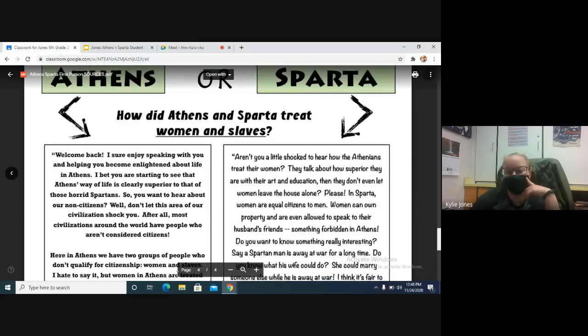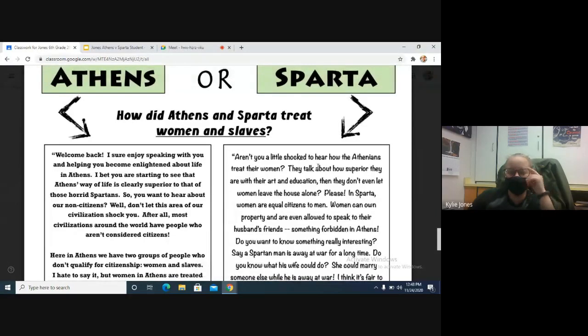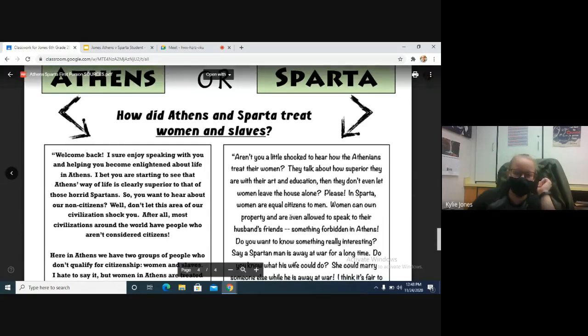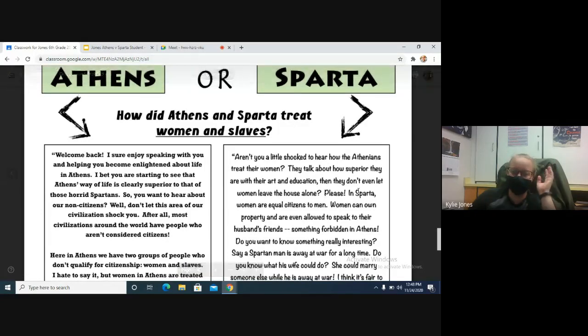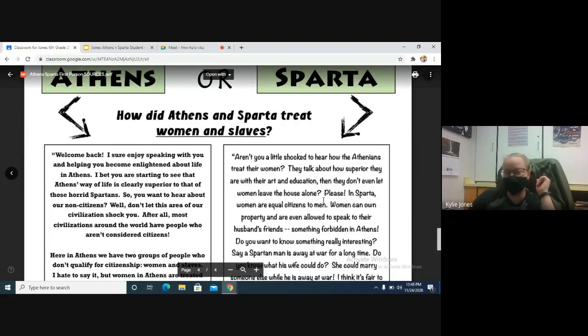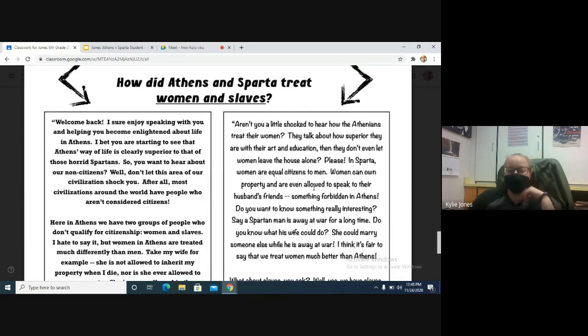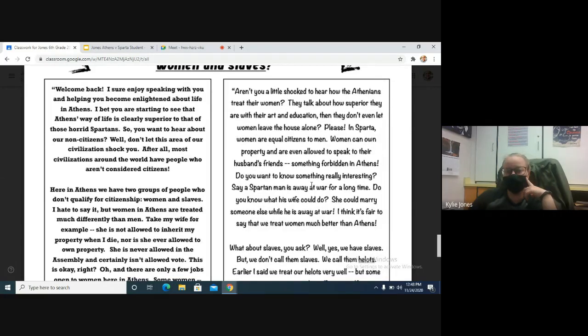It says, aren't you a little shocked to hear how the Athenians treat their women? They talk about how superior they are with their art and education, but they don't even let women leave the house alone. Please, in Sparta, women are equal to men. Women can own property and are even allowed to speak to their husband's friends, something that is forbidden in Athens. Do you want to know something really interesting?